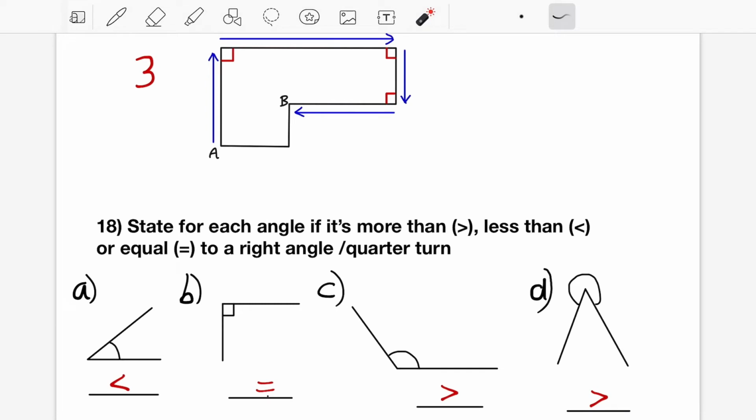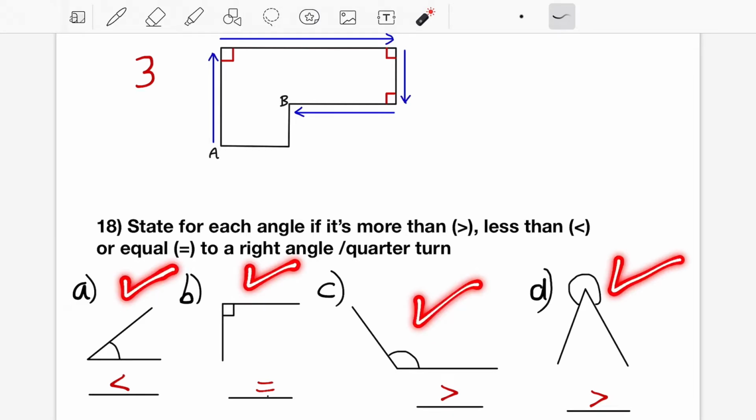18. State if the angles are less than, more than, or equal to a quarter turn. So this one is less than, this is an acute angle. This one is equal, this is a right angle. This one is more than, it's an obtuse angle. And this one is more than, it's a reflex angle.